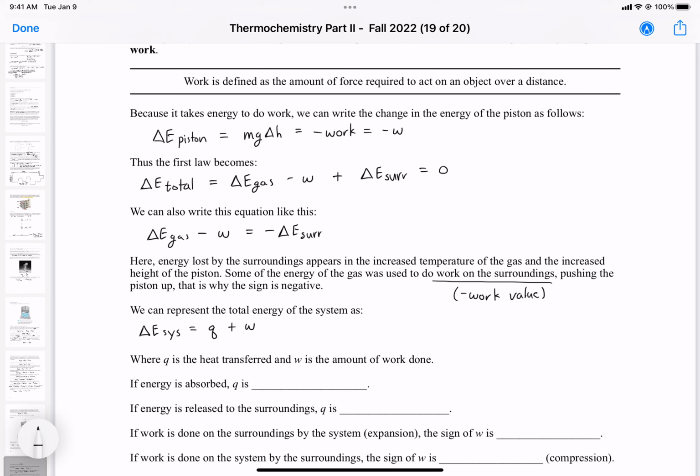So let's talk about now the values for Q, or the signs of Q, which is the heat transferred in a system and surroundings, and W stands for the work done. Okay, so if energy is absorbed, Q is positive. So that makes sense, right? Because when things absorb energy, the value of energy should increase, so Q is positive. Okay. If energy is released to the surroundings, then we say Q is negative, so things are getting more cold.